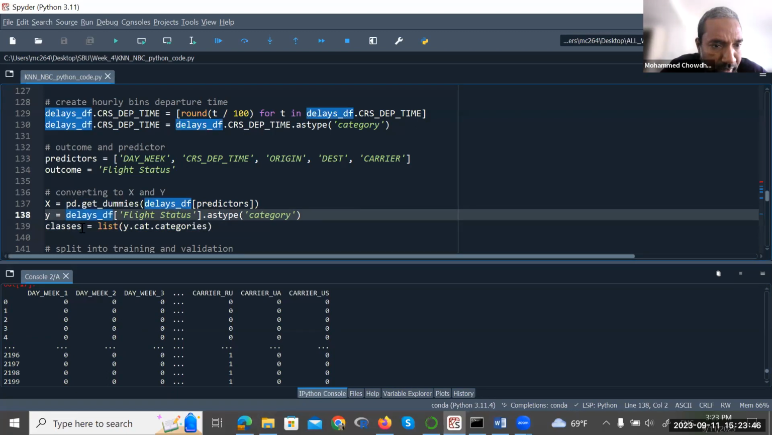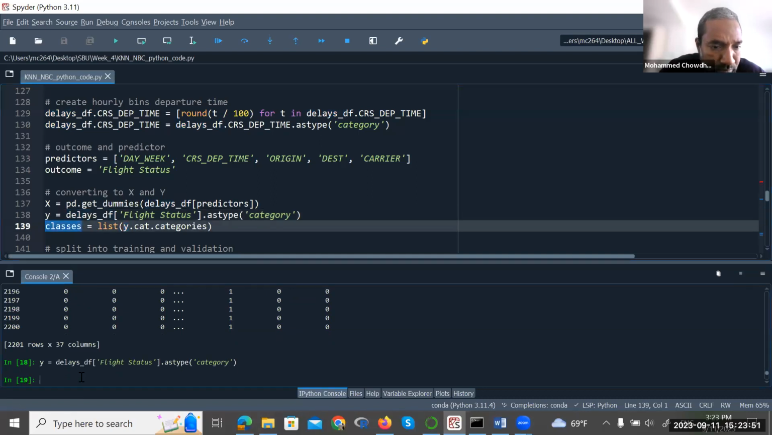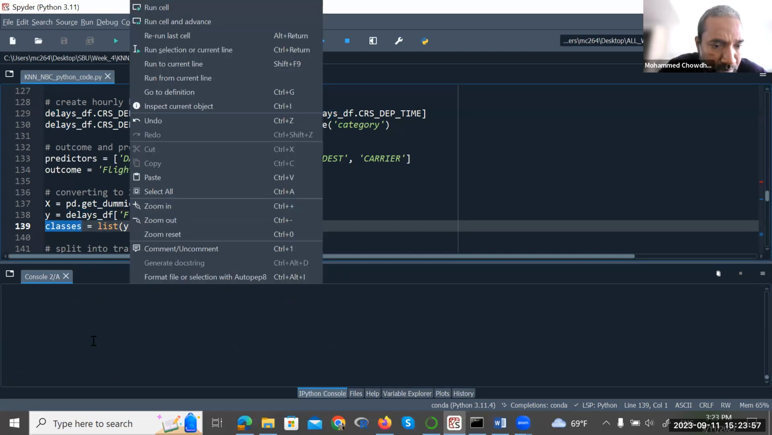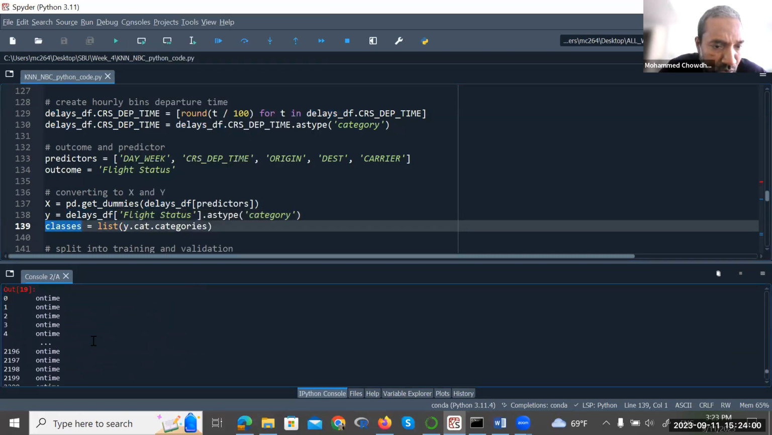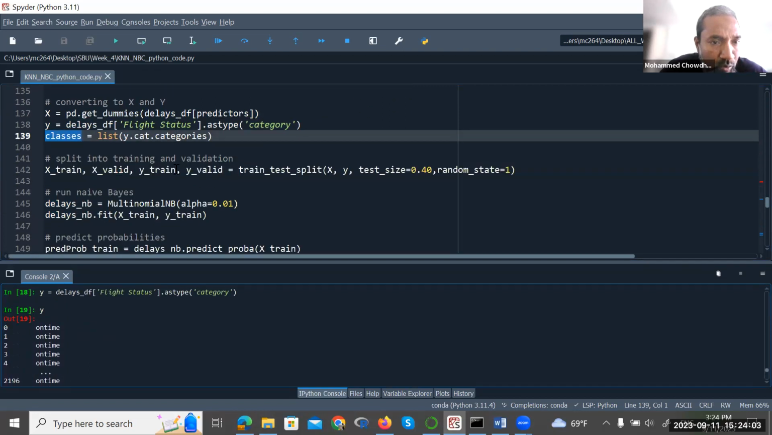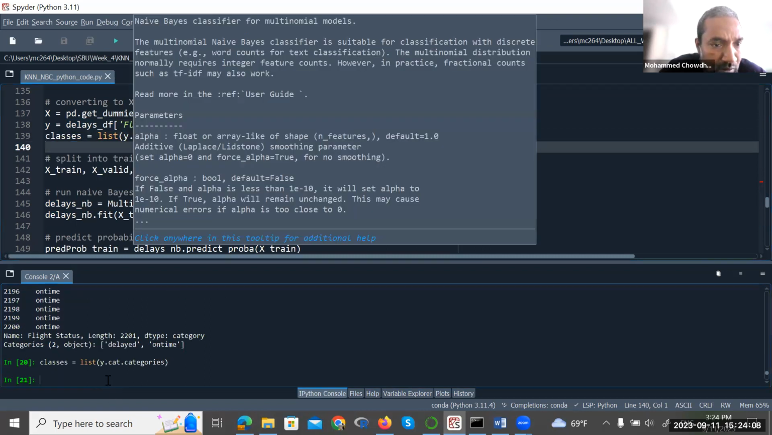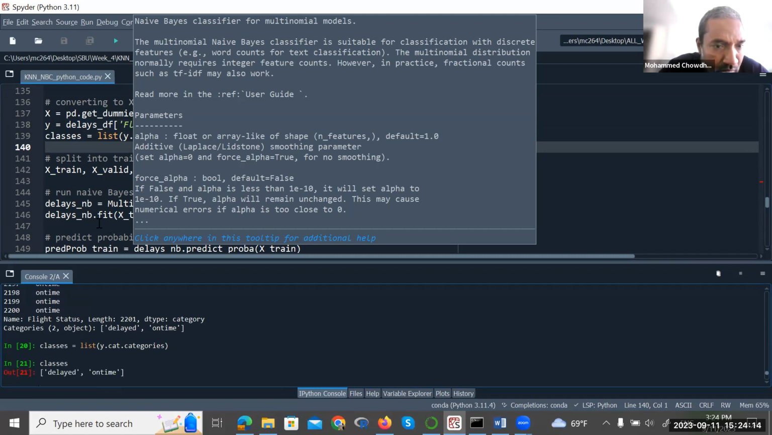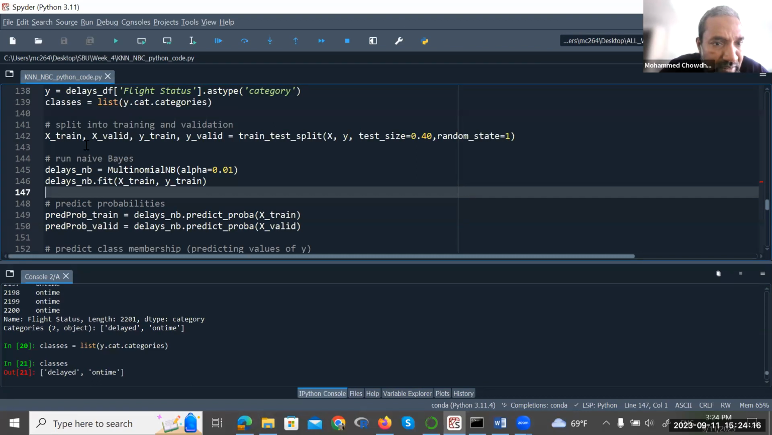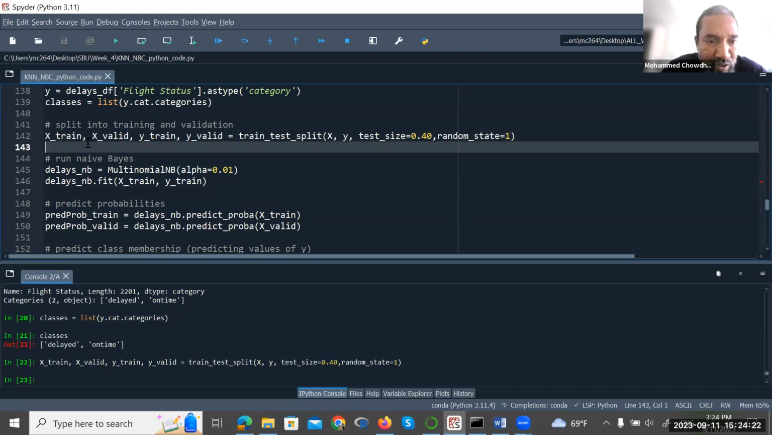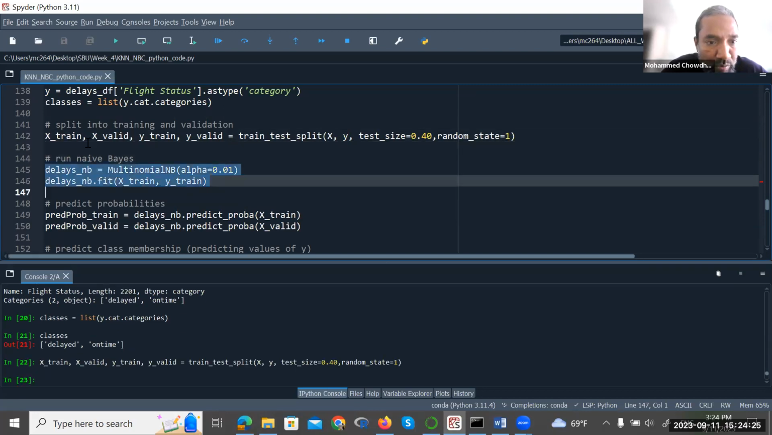If I take a look at this, these are the covariates, and this is the dependent variable, on time and delay. So we want to put them in classes. Split the data into training data and test data, for both the covariates as well as for the response variable on which you want to make a prediction.